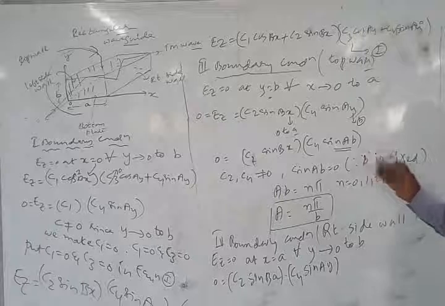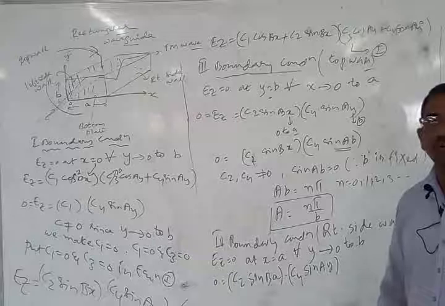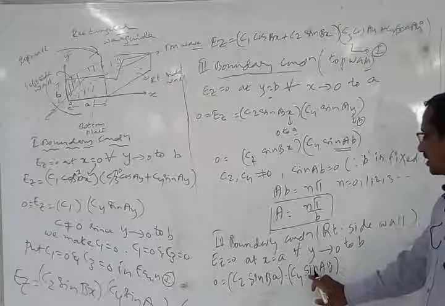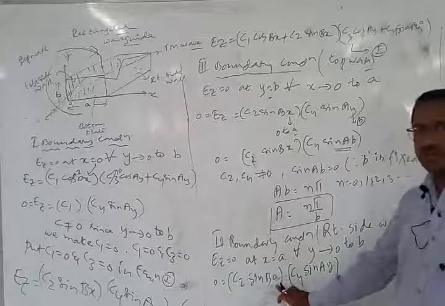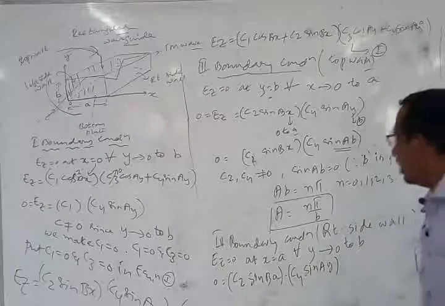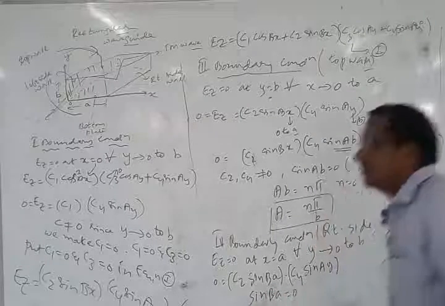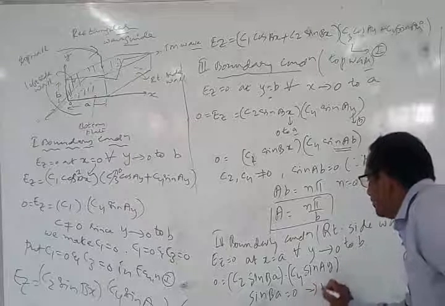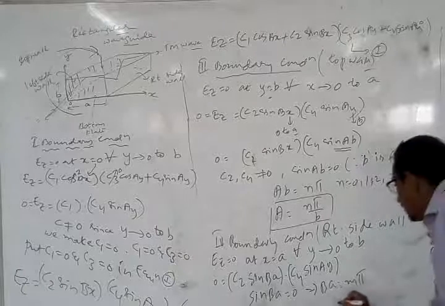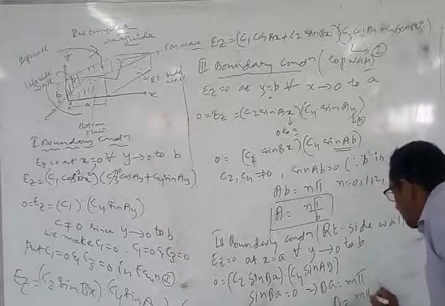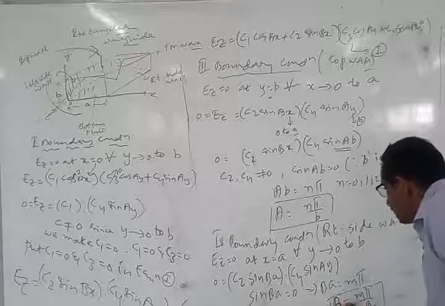Now, similar to the above condition, C4 and C2 cannot be equal to 0, and I cannot make sin Ay equal to 0 because y is varying. What is fixed here? A is fixed, means A is uniform. So since A is uniform, I will make sin BA equal to 0. Now the value for BA is going to be multiples of pi. So finally B is equal to m pi by A. That is the expression that I will be getting for B.